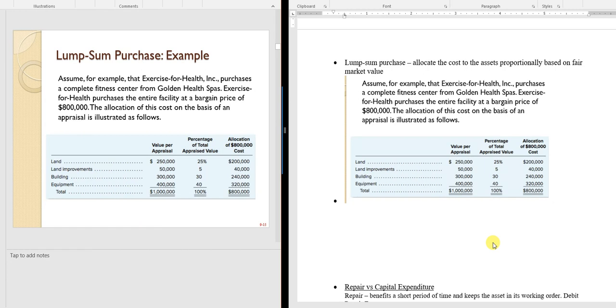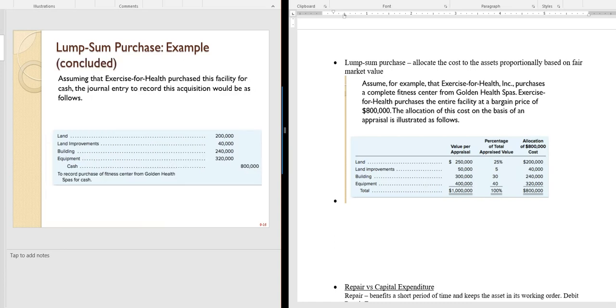So again, if you have done this in life, figured out, if I have to allocate things, I'm going to allocate things based on a percentage, and that's all I'm doing here. It's 25% of the appraised value, so it should get 25% of the purchase price. This should get 5% of the purchase price, etc.